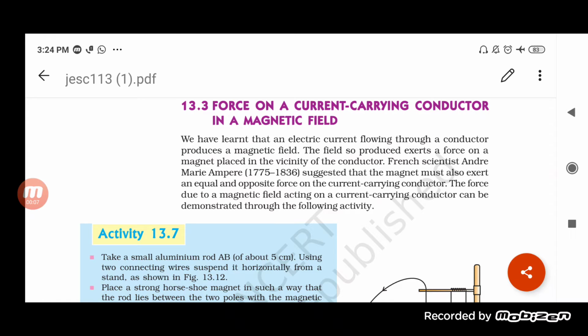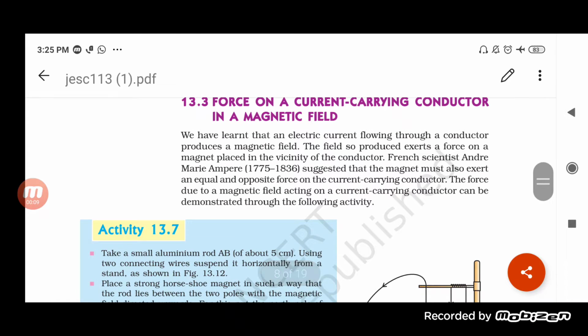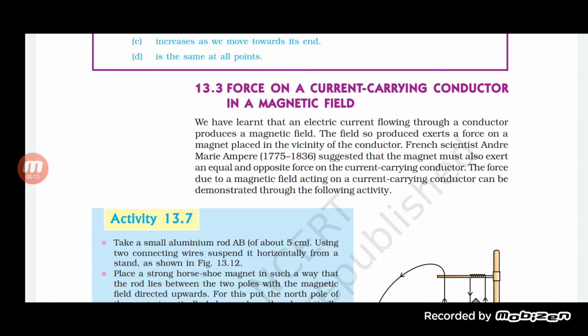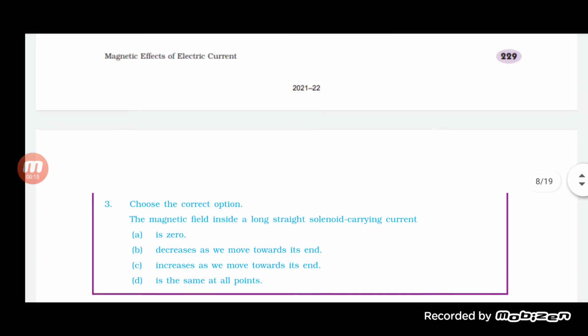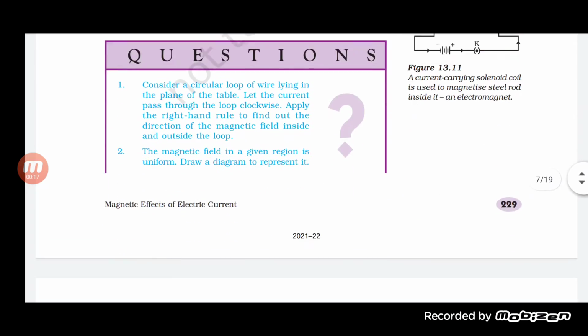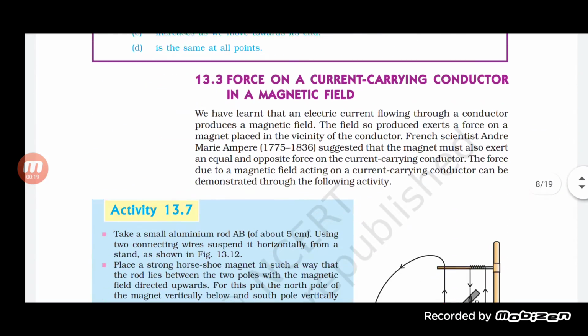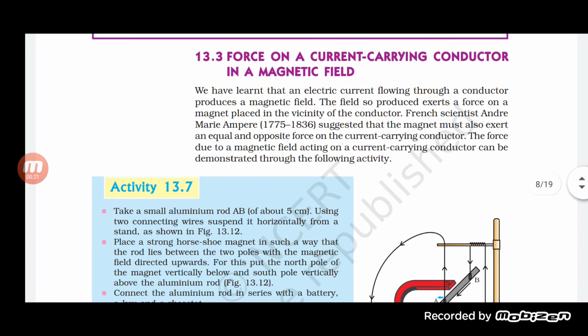So students, in the previous class we discussed the solenoid. We discussed what happens when current flows through a straight current carrying conductor. We have seen that a concentric circle or concentric loop is formed around a straight current carrying conductor, right?